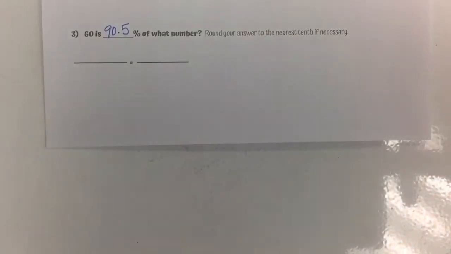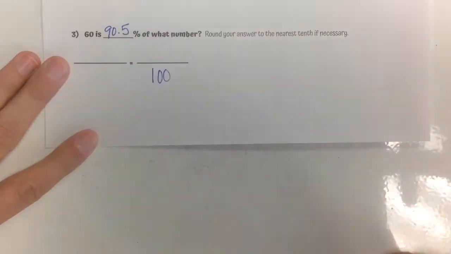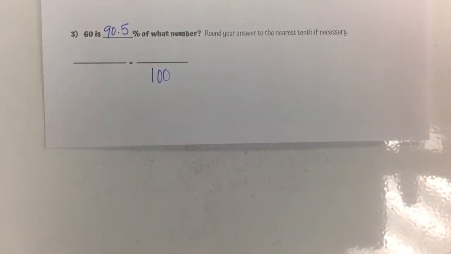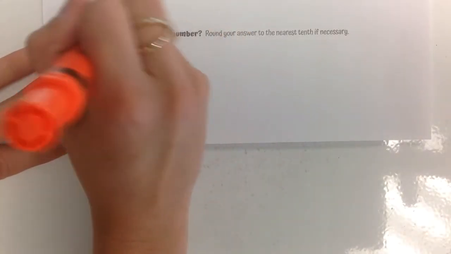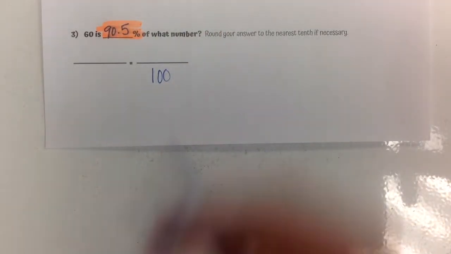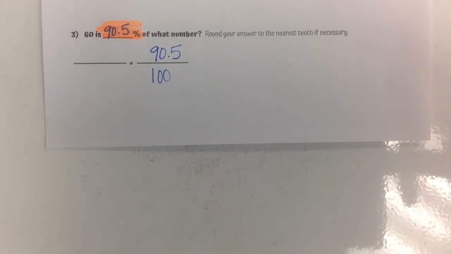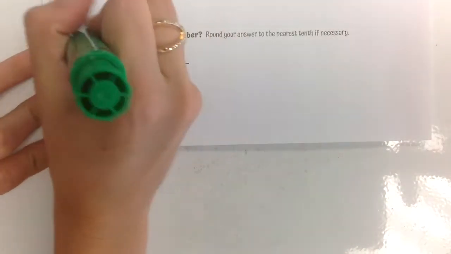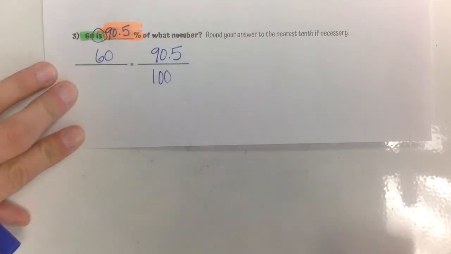So 60 is 90.5% of what number? So again, no matter what, every single time it's 100 down here, then I'm plugging in the other values. First thing I look for is the percent sign, and I do see it here. That's actually the number that we plugged in. So 90.5% goes there. The other number that's given, 60, and it says 60 is. That clues us into the part, so 60 goes on top.